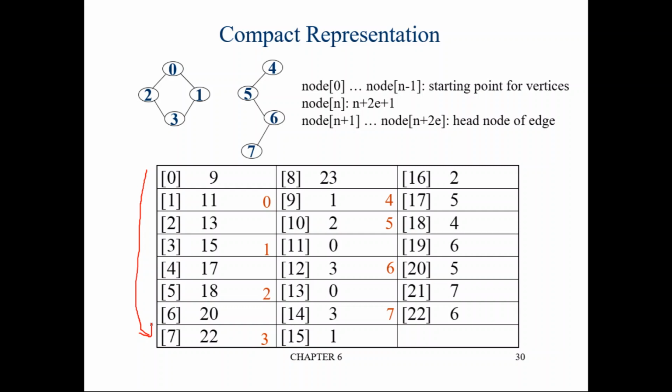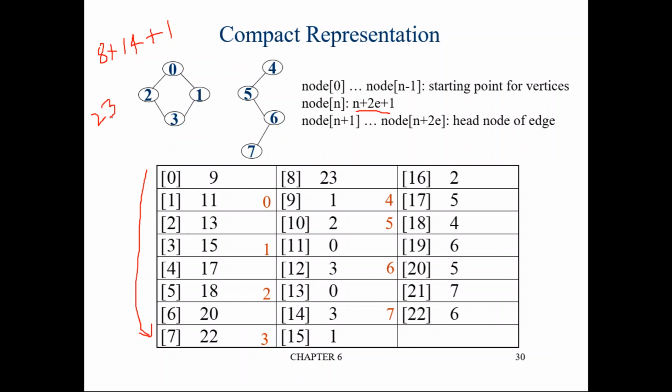How many locations will the array have? The array will have n plus 2e plus 1 locations. What is n? n is the number of nodes, that is 8. e is the number of edges. Number of edges here: 1, 2, 3, 4, 5, 6, 7. So 2e is 14, since 7 into 2 is 14. So 8 plus 14 plus 1. 14 plus 1 is 15, and 15 plus 8 is 23. So this array will have 23 locations.